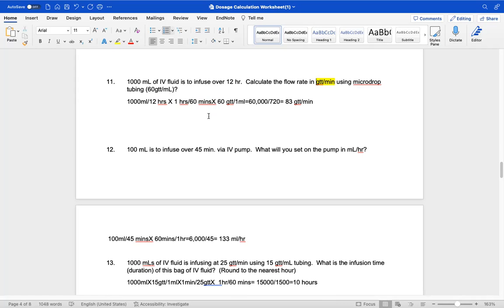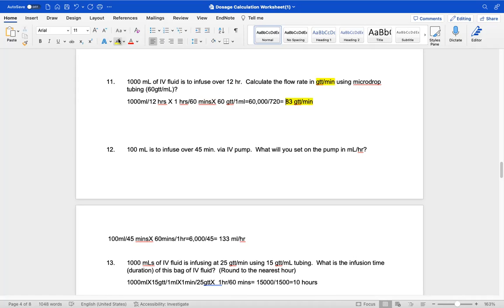So we've got 60 GTT per mL that then we're going to plug into the backside. So when we mark everything out, we should have mLs cancel out mLs. So this is on top, this is on bottom. mLs cancel out here, hours cancel out here. So that leaves us with our 60 drips per minute. So write this out on your paper. Make sure that you're crossing everything out. So when we start doing that math across the top, we should get 60,000 as our top number, 720 as our bottom number. When we do that math, that gives us 83 drops per minute. That is your answer right there.